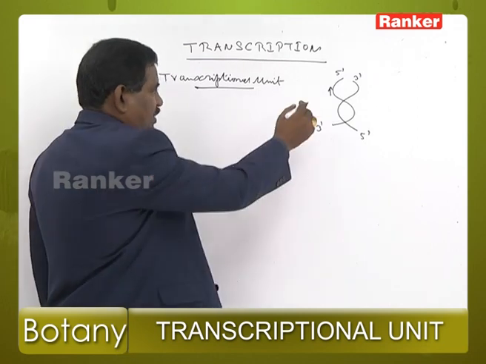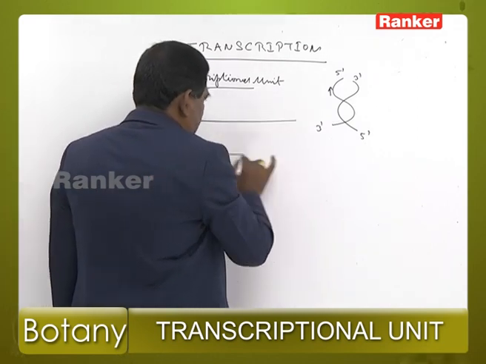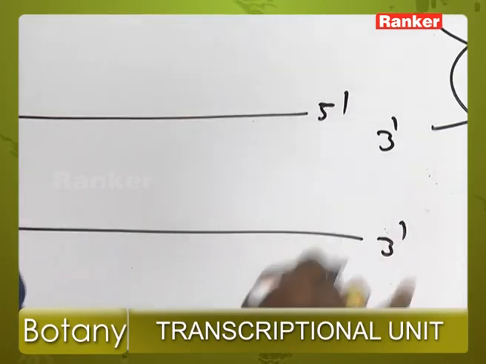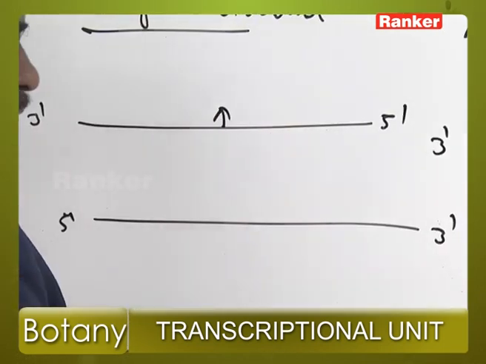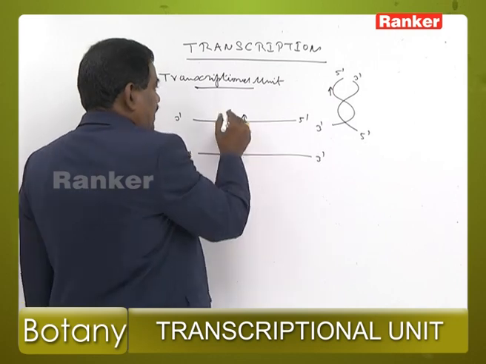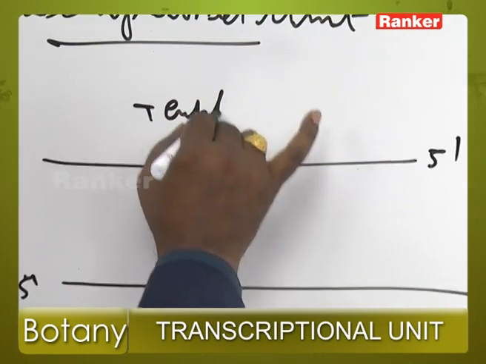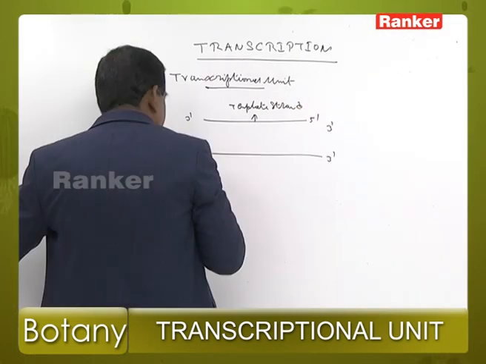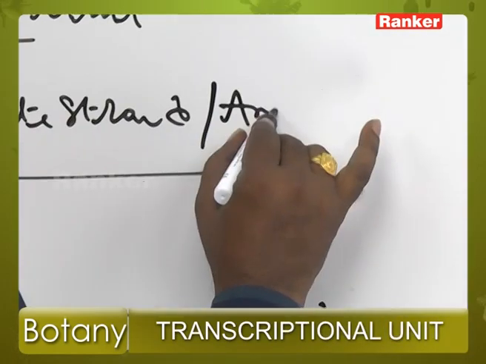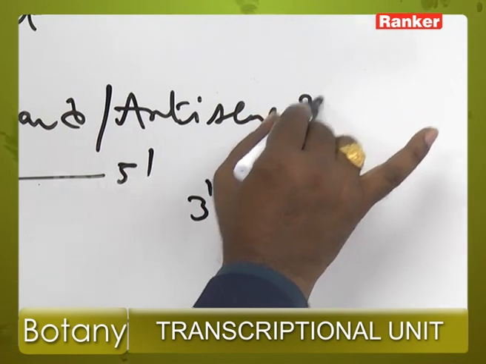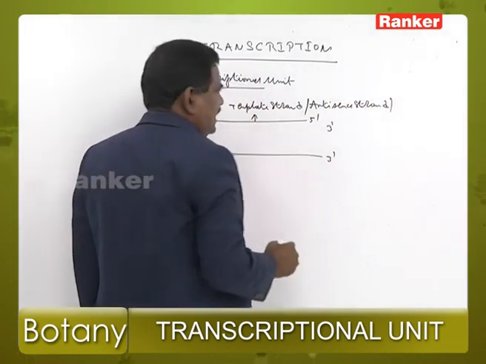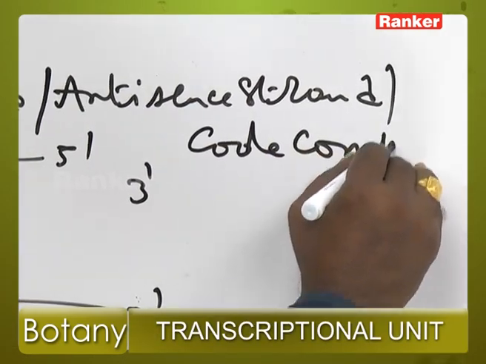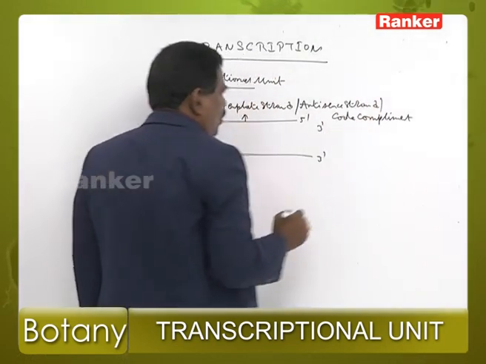For example, the two strands are separated like this. The 3' to 5' one is the only strand involved in transcription. The strand involved in transcription is called the template strand, or antisense strand, or code complement.